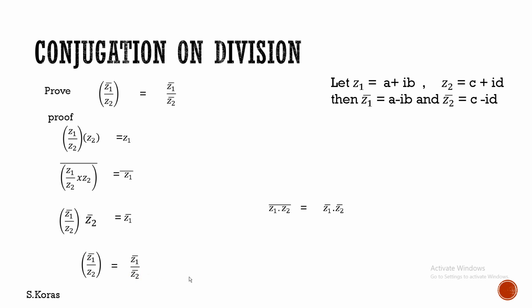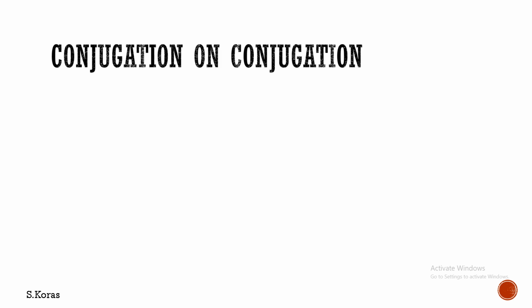Now let us try to understand one more thing, that is how to take the conjugation of a conjugation, that is, the conjugate of a conjugate. That is very simple. Let us consider this equation: Z bar the whole bar is equal to Z. We are taking the first conjugation, after that again taking the second conjugation, that is, the conjugate of that conjugate. So let's try to prove this.